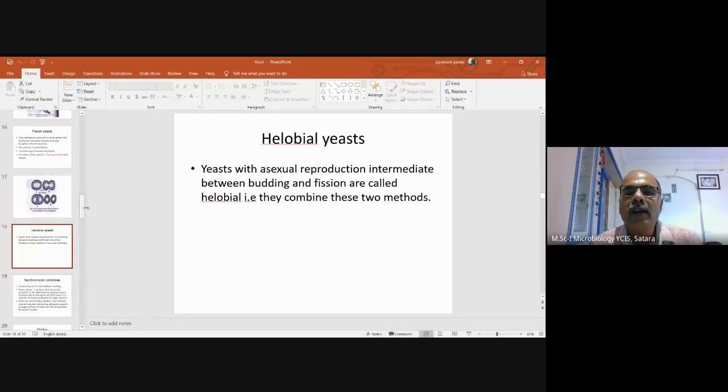Then halobile yeast. What is that halobile yeast? Halobile yeast are yeast with asexual reproduction, intermediate between budding and fission. Budding and fission are called halobile yeast. That is, they combine these two methods. That is what you can say: reproduction by both budding and fission.